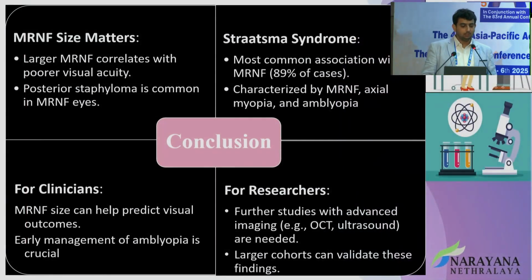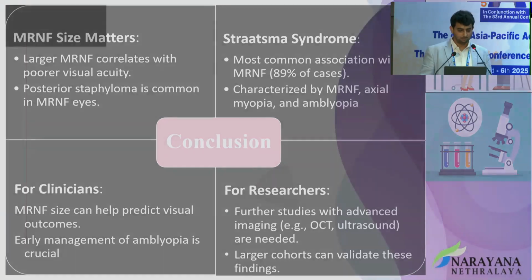In conclusion, the MRNF size does matter, as larger MRNF can correlate with poorer visual acuity. Schwartz syndrome is the most common association with MRNF, characterized by axial myopia and amblyopia. For clinicians, MRNF size can help predict visual outcomes, and early management of amblyopia is crucial. For researchers, further studies with advanced imaging are needed, and larger cohorts can validate these findings.